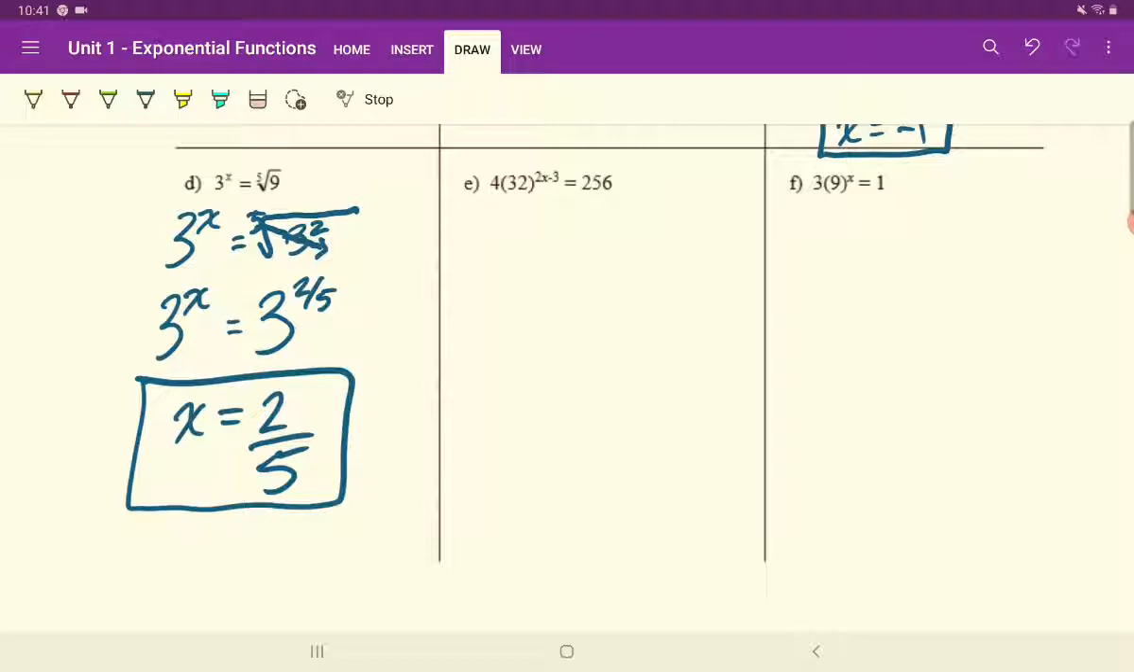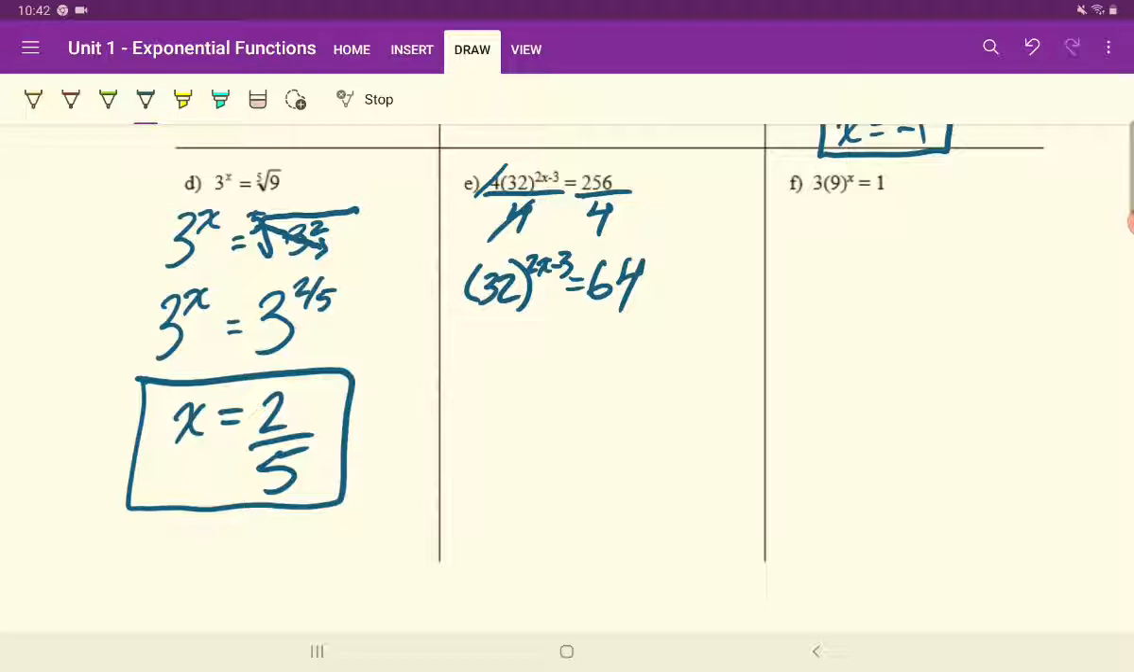Let's try another one. Now, what if you have a value in front here, like we have here? Well, we can actually remove that value. If we simply divide, as long as we do it to both sides of the equation, if we divide both sides by 4, just to remove it, right? So we're just basically reducing this equation. That's going to cross off. I get 4 over 4, which is just 1. And I'm going to have 256 over 4, which is 64. So I'm going to have 32 to the power of 2x minus 3 equals 64.